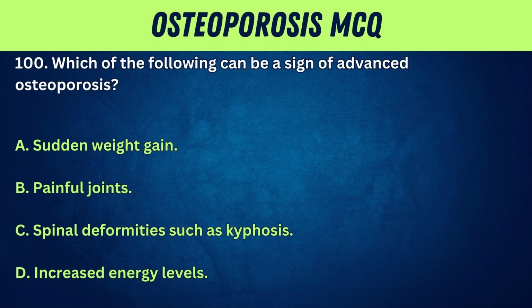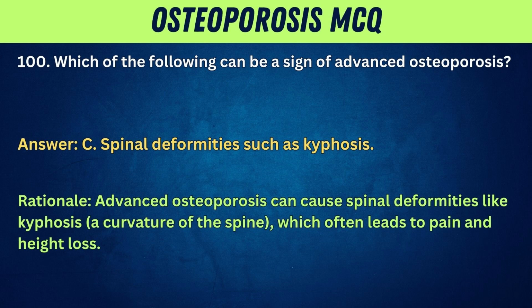A. Sudden weight gain. B. Painful joints. C. Spinal deformities such as kyphosis. D. Increased energy levels. Answer: C. Spinal deformities such as kyphosis. Rationale: advanced osteoporosis can cause spinal deformities like kyphosis, a curvature of the spine, which often leads to pain and height loss.